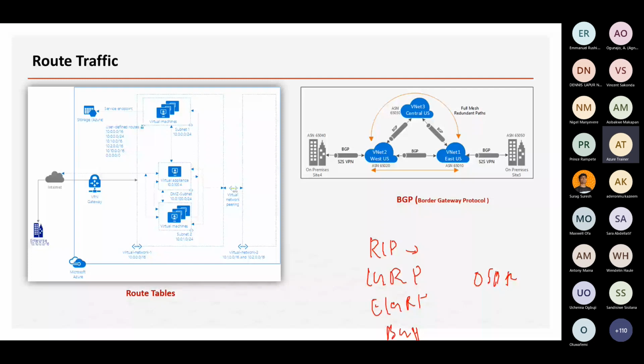Now, when it comes to the cloud scenario, we basically use three types of routing methods. In Azure Cloud, routing is enabled with the help of three modes. One, by default Microsoft has enabled a system route. By default, Microsoft has enabled a couple of routing protocols and routes, which is basically known as a system route. Second, we can configure a manual route also. That is basically known as UDR, user defined routing.